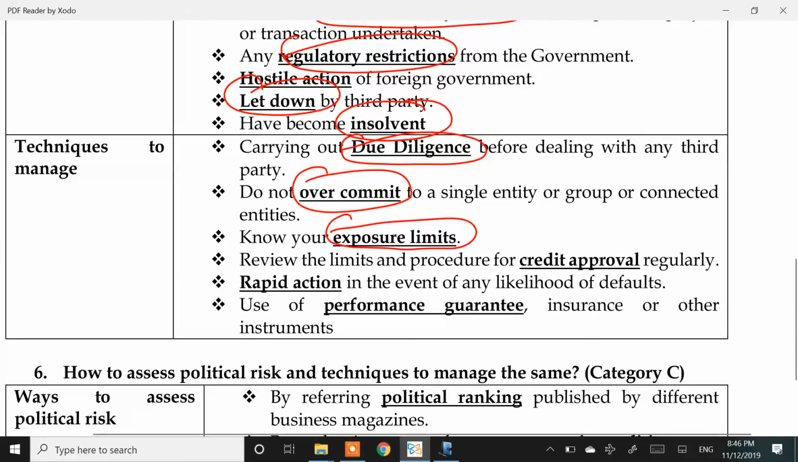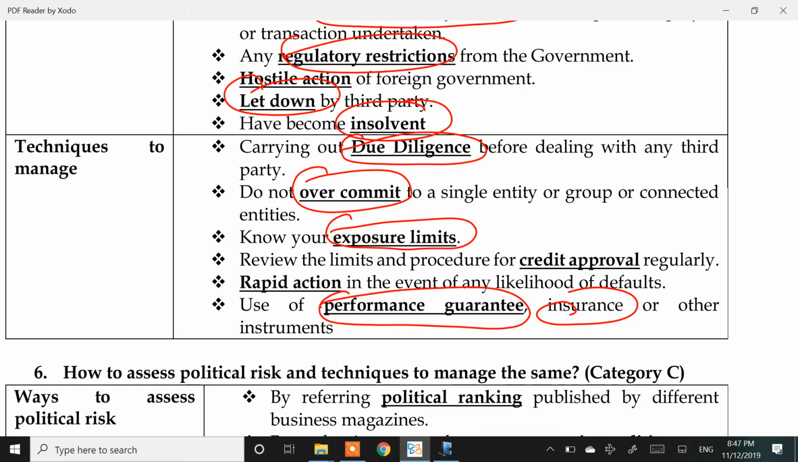And try to get a performance guarantee or insurance. I was talking about a letter of credit. If I have a letter of credit in place, that can take care of this risk, because a letter of credit will come into the picture. If the customer is not paying, the customer's bank is going to pay for it.